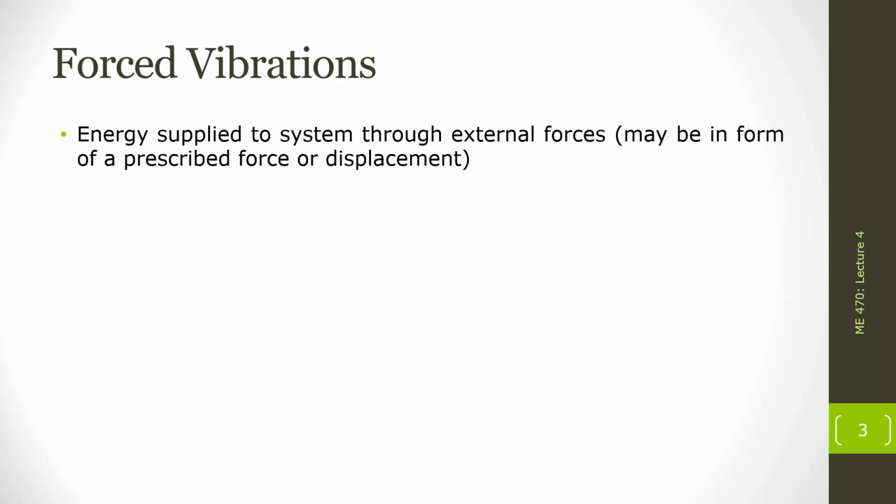It could be prescribed in a force that's acting on one of our degrees of freedom directly, or it could be a known displacement of one of our degrees of freedom, which ultimately must be coming from some external force. What this is going to result in is we are going to be seeing a non-zero term on the right-hand side of our equation of motion now.